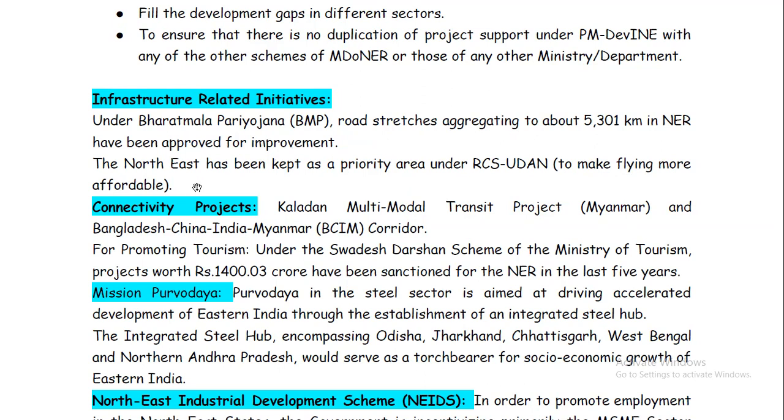The Northeast has been tagged as a priority area under RCS UDAN, Desh Ka Aam Nagarik, to make flying more affordable. More affordable meaning at a price that everyone can afford. Then connectivity projects that we already discussed, the Kaladan multimodal transit project with Myanmar and Bangladesh, and the BCIM corridor, China, India, Myanmar. Promoting tourism under the Swadesh Darshan scheme of the Ministry of Tourism, projects worth rupees 1,400.03 crore have been sanctioned for the Northeastern region in the last 5 years.